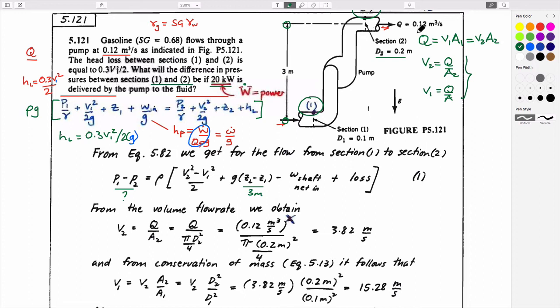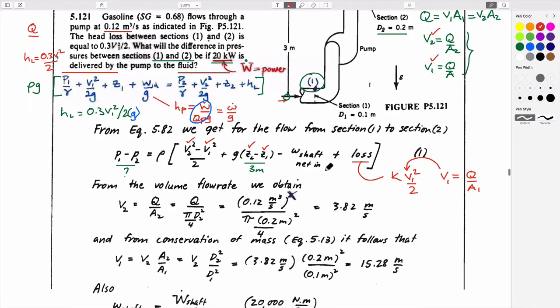So presumably, if we know the flow rate, and we do, and we know the cross-sectional areas, which we do, we know the diameters, we can certainly calculate what each of these are. So we have those. We have these. We have a loss within the system, which we've been told is equal to K V1 squared over 2. We know that V1 is equal to Q over A1. So we definitely know this term here to go in here. And we know that this term here we can define in terms of the individual components.